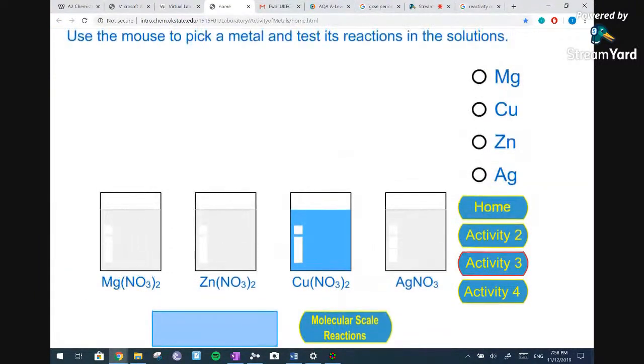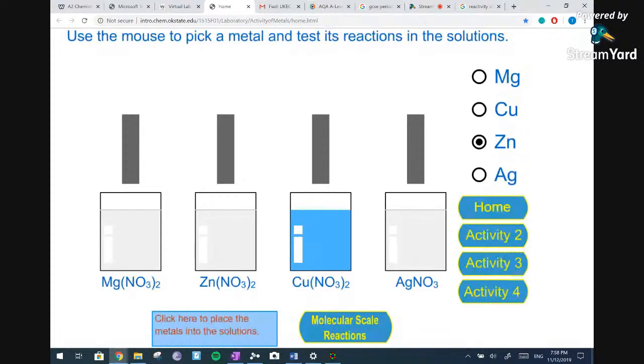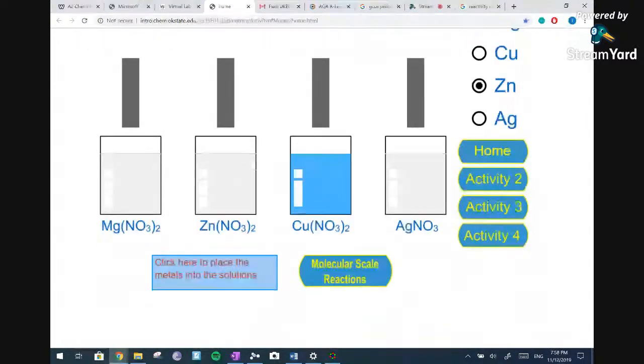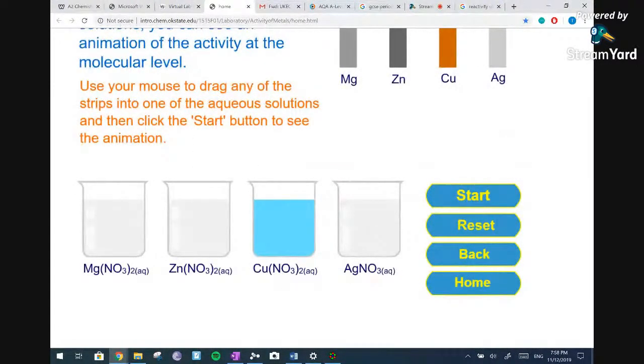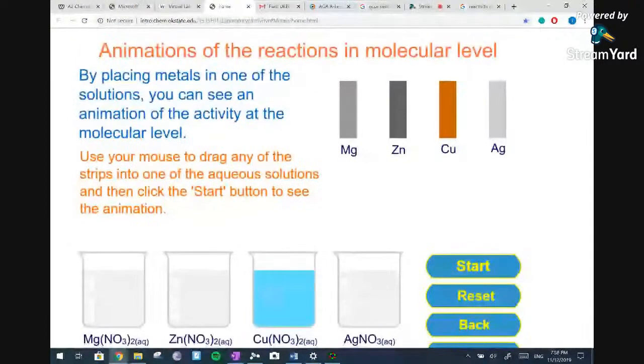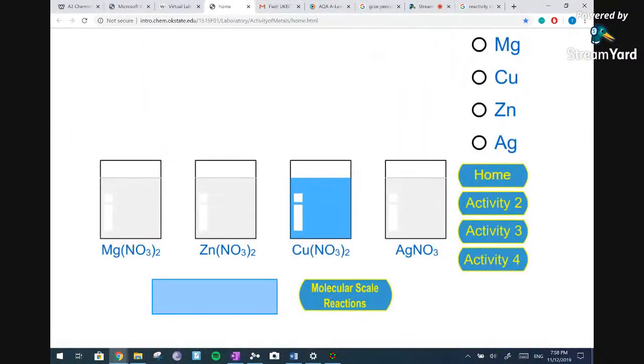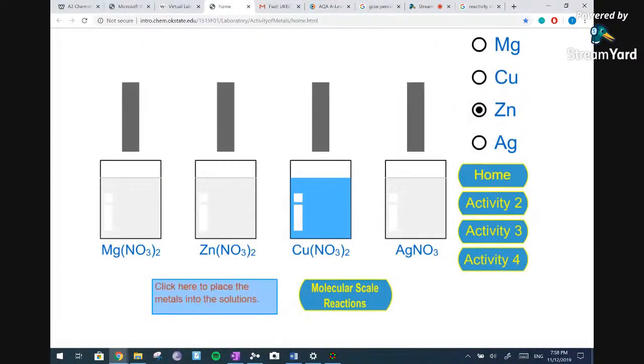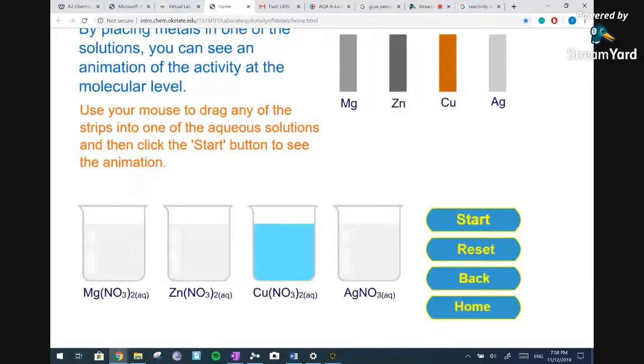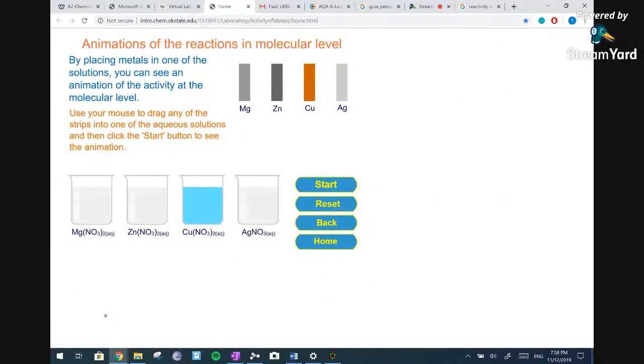Right, let's add a more reactive metal to these solutions. Let's add zinc. Right, and I'll click on molecular scale, zinc. I have no idea how to make that work. Zinc. Click here to place them in molecular scale. Start. Oh no. Use your mouse to drag the metal.